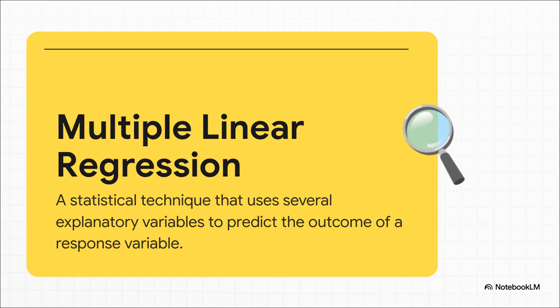At its heart, multiple linear regression, or MLR, is all about using several inputs, we call them explanatory variables, to predict one single output, the response variable. It's really about understanding how a whole team of factors works together to create one specific result.